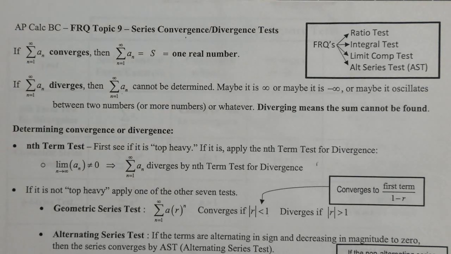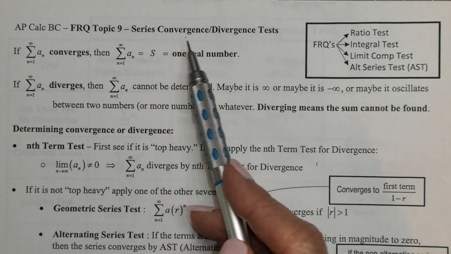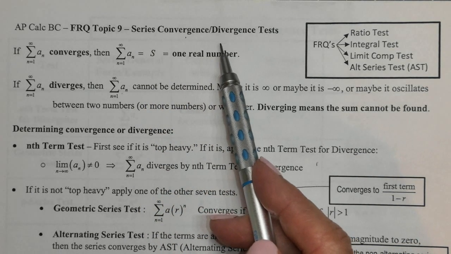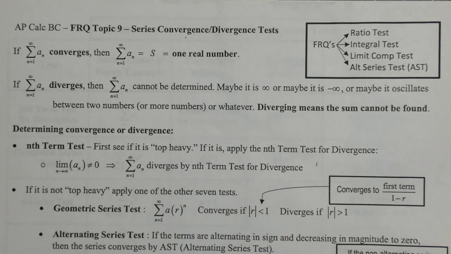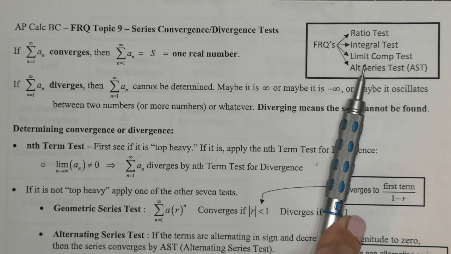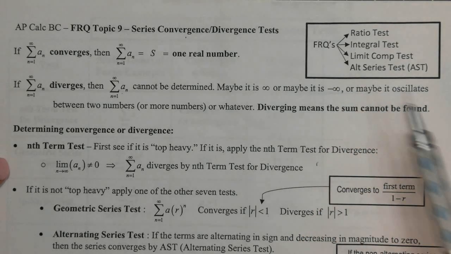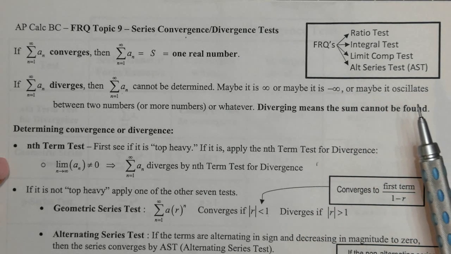We are on FRQ topic number 9 out of 10. So we're almost to the end of our FRQ topic review. This topic is series convergence and divergence tests. Tomorrow or the next topic will be Maclaurin and Taylor series. Okay, for FRQs, these are the tests that you are asked to use.